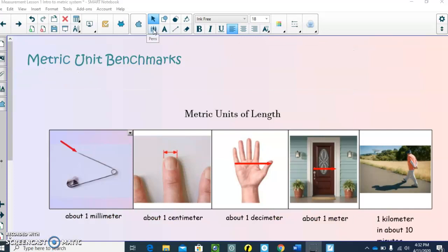So let's go ahead and start with the metric units of length and some benchmarks for those.